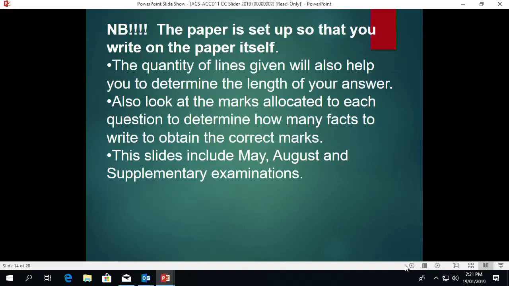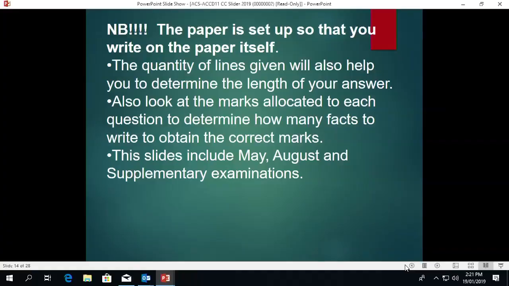Okay, now students, things have changed. It's 2019, it's a new year, it's new things. Normally in the past, we used to give a presentation for every examination. So you knew what was to come in the May examination because it was a different presentation. August was a different presentation. Supplementary was a different presentation. But now the game has changed.